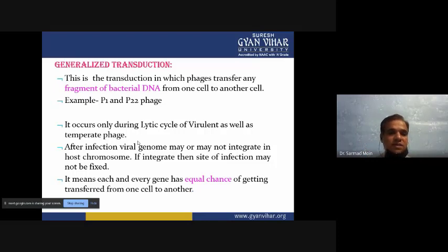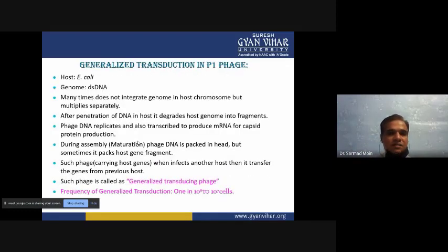Okay, so it means each and every gene has an equal chance if they are not specifically transferring their bacteriophage DNA into the bacterial DNA. So every gene has a chance to go from one organism to another. Take bacteriophage P1, which has E. coli as its host, and only E. coli, not other bacteria.